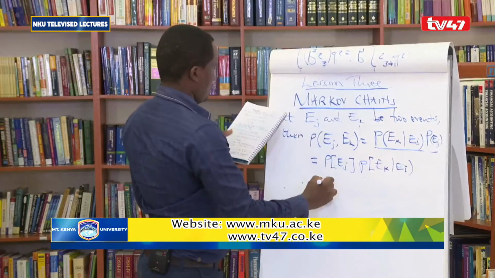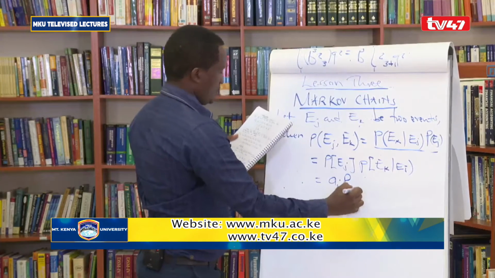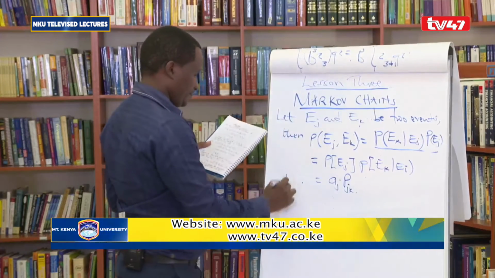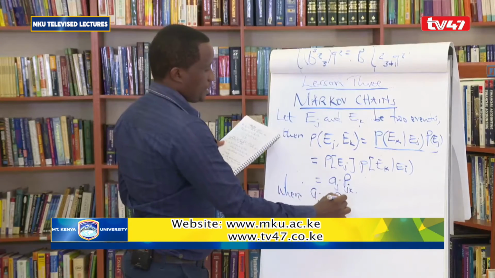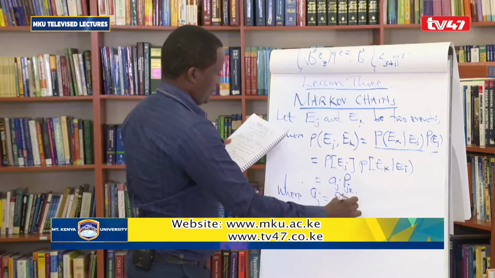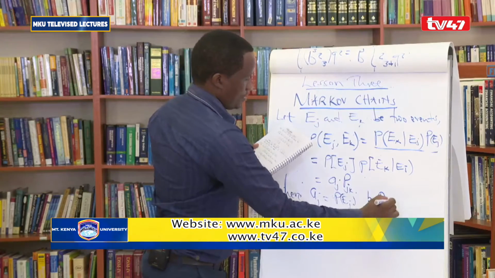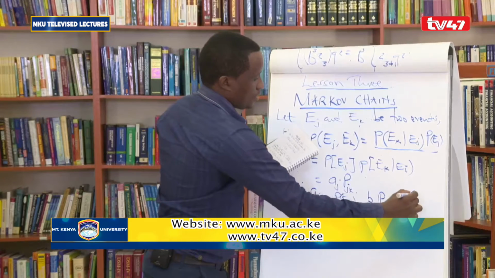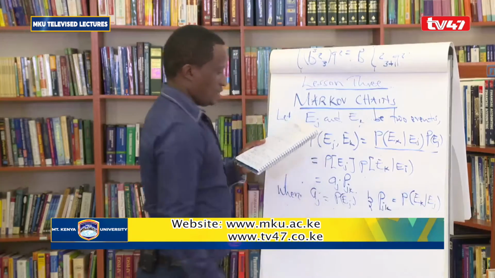And this can be labeled as AJ PJK, where AJ is equal to the probability of event J and PJK is the conditional probability of event K given that event J has occurred.